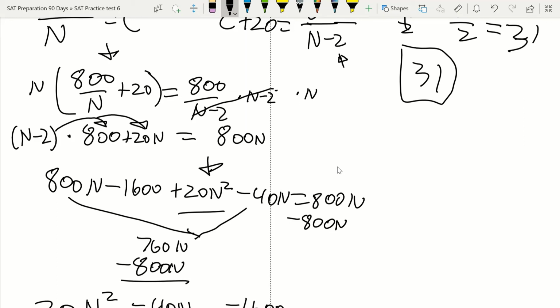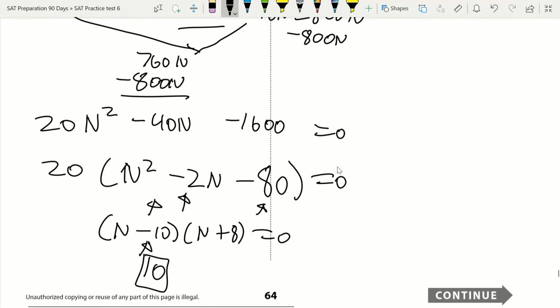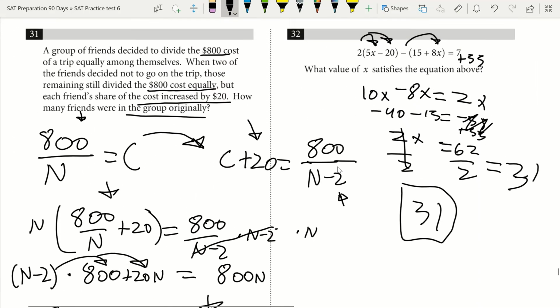Then I go ahead and simplify that one down. When I simplify, I set it equal to 0 and factor out a 20. At that point, I'm factoring to get factors of negative 80 that add to negative 2. That's going to be negative 10 and positive 8. So my answer there is going to have to be 10. So at that point, I've checked my answer for 31.